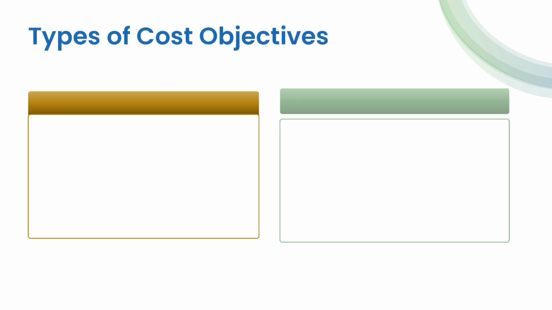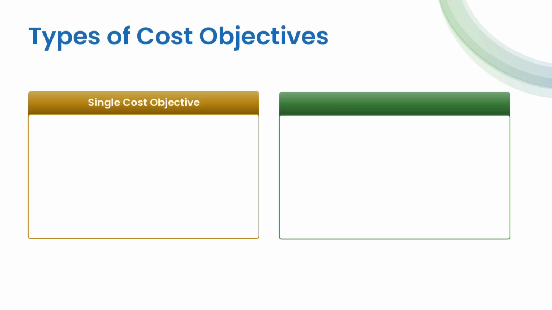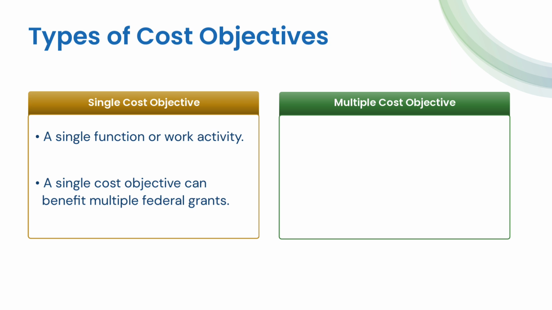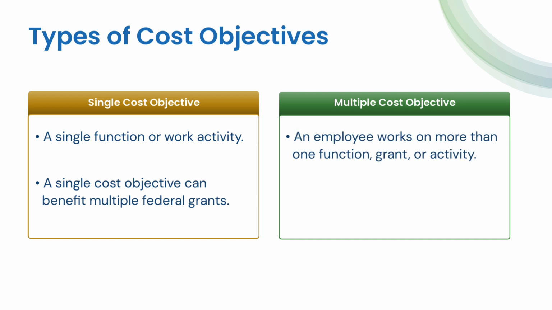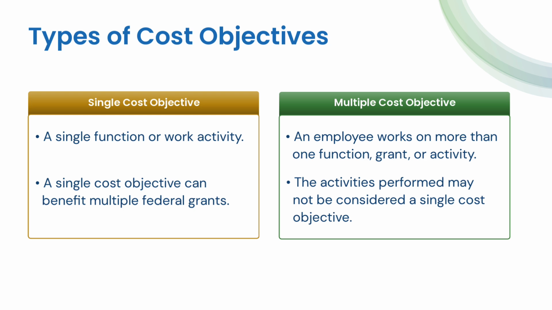There are two types of cost objectives: a single cost objective and a multiple cost objective. A single cost objective is a single function or work activity. A single cost objective can benefit multiple federal grants. A multiple cost objective is when an employee works on more than one function, grant, or activity, and the activities performed may not be considered a single cost objective.